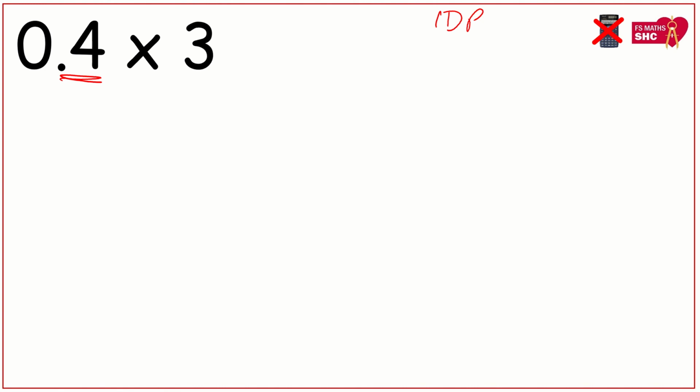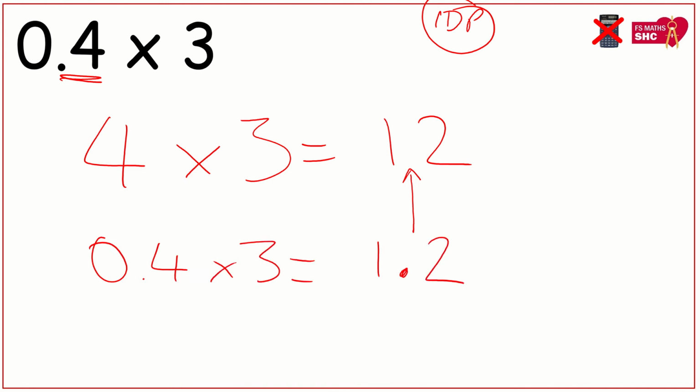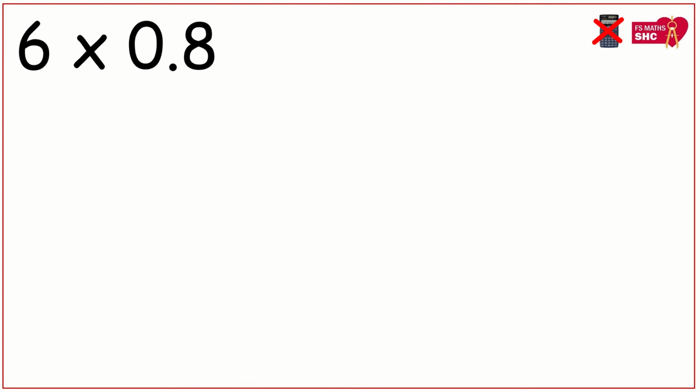Now I'm going to completely ignore it. 4 times 3 equals 12. And this one decimal place, I'm going to put it back in. So counting from the right hand side, I'm going to go in 1 decimal place, so the point is going to go here. So 0.4 times 3 equals 1.2.